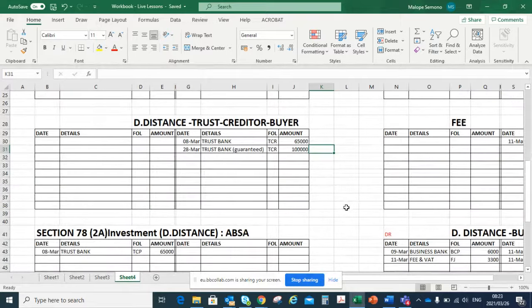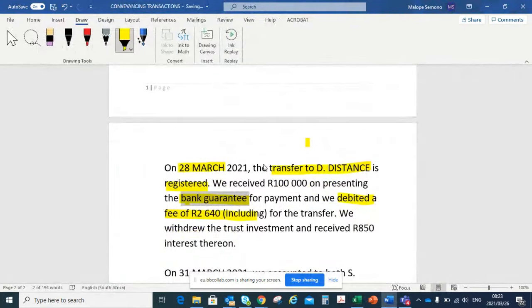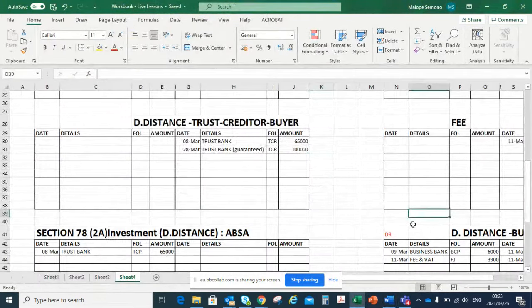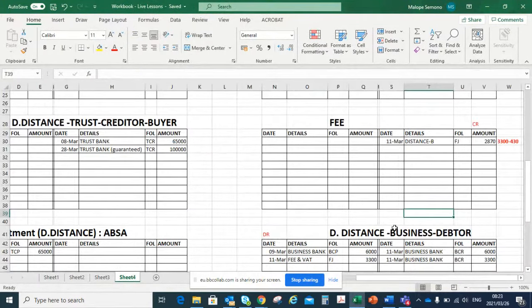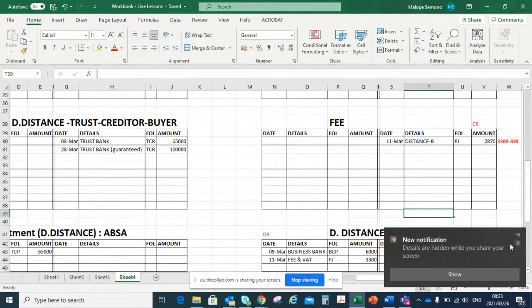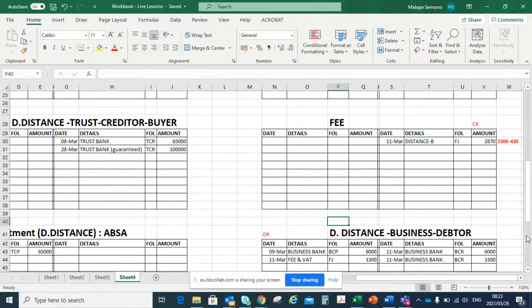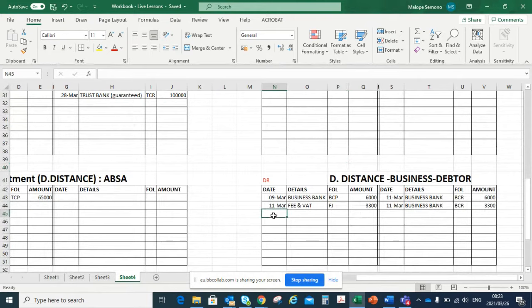Now, if we continue, let's see. Remember, at the same time, we charged a fee. So we must go and charge a fee. Remember, charging a fee, you must always come here. Remember, we are talking about the distance. The distance, I must charge a fee, the 28th March. Must say it's including VAT. I will just say fee and VAT.